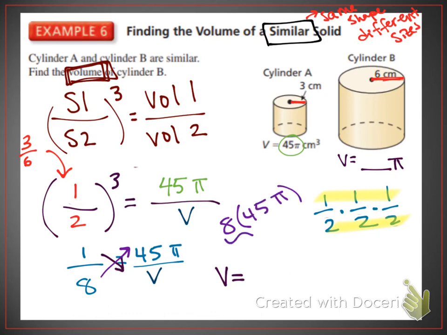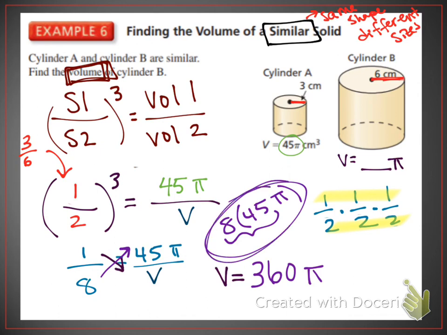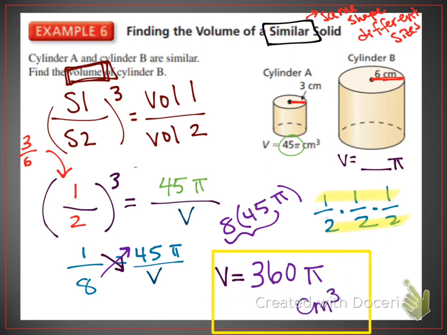You're actually just going to multiply 8 and 45. Because remember, I told you to leave the pi. So 8 times 45 is 360, and then pi. Okay, if you had a scientific calculator and you typed this in, it would tell you 36 pi. Since this is volume, it is centimeters cubed.